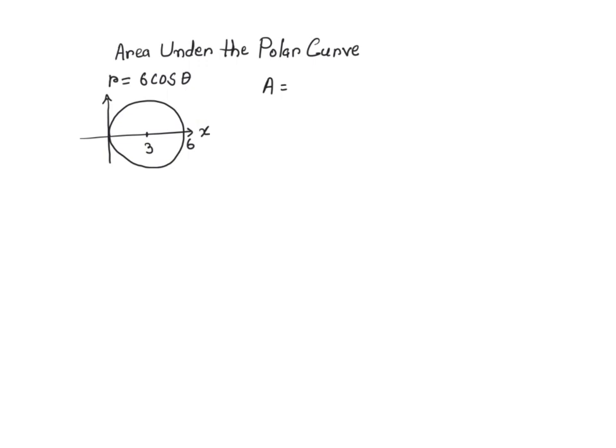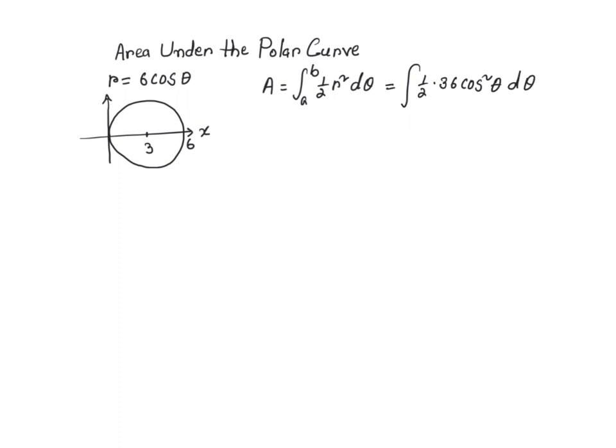A is equal to the integral from a to b of 1/2 r squared d theta. Now I'm going to evaluate this integral, so let's go ahead and do that. So integral of 1/2 r squared, where r is 6 cosine of theta. If I square it, it's going to be 36 cosine squared of theta d theta.